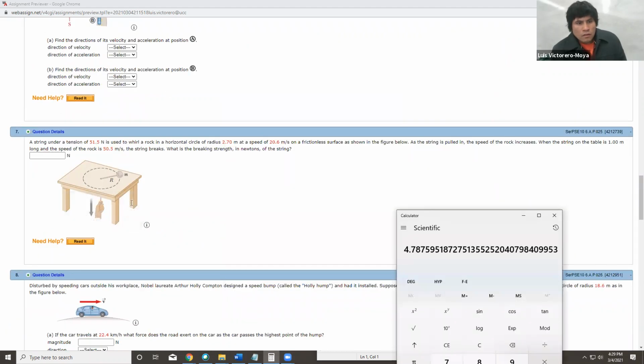This is theoretical. This one, the tension that you are pulling is basically the centripetal force. A string under a tension, they give you the tension of that, is used to make a rock go around with a radius of 2.7 with certain speed. As the string is pulled, the speed of the rock increases. When the string on the table is 1 meter long and the speed of the rock is 50 meters per second, what is the breaking strength in newtons of the string?